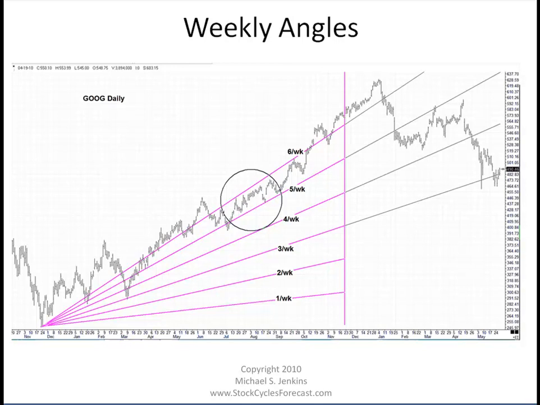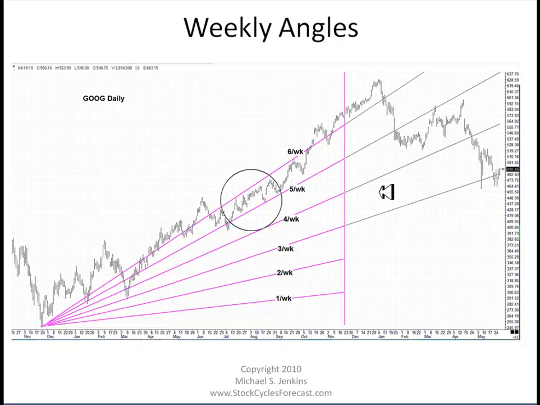Now remember, we started talking about the subject of time and price square outs, where we can draw a trend line, and any time we're exactly on the trend line, there is a harmonic proportion of a certain amount of time and a certain amount of price, and at that equality, you will get a change in trend.